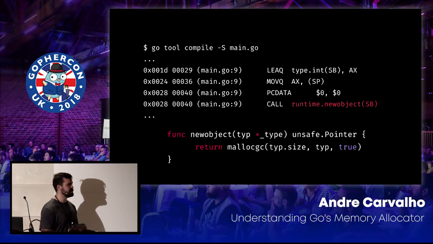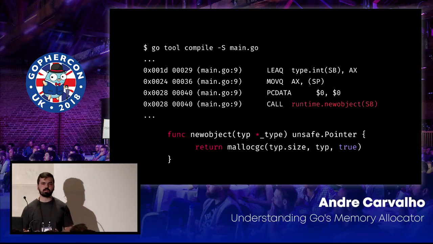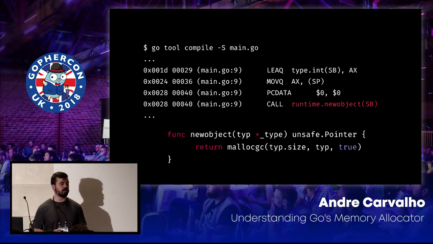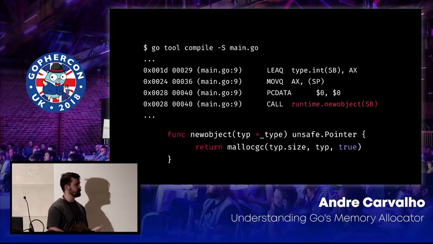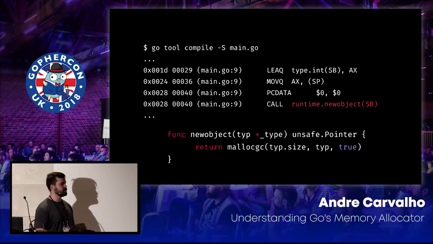So the mallocgc function is the actual function that implements the memory allocator inside the runtime. It receives the size of the object that we are allocating, also a pointer to the type, and a boolean that says if we want this memory to be zeroed out before returning.